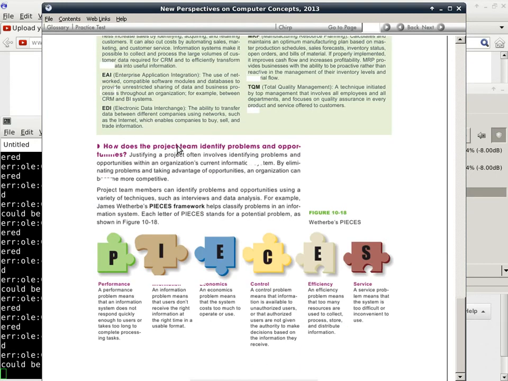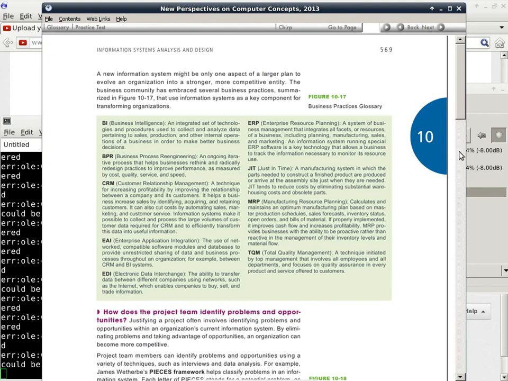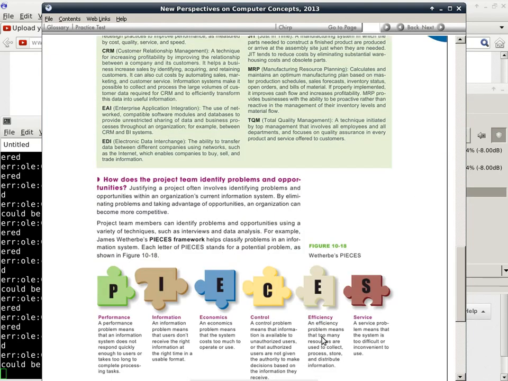Okay, how does the project team identify problems and opportunities? So we see these terms again. We have seen them before, and we're seeing these terms again. We have performance.